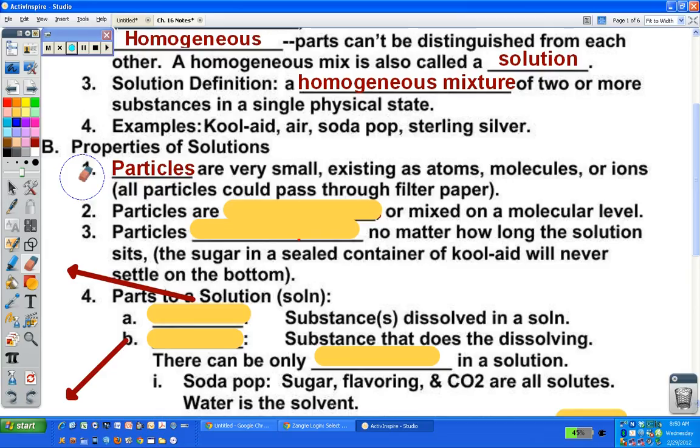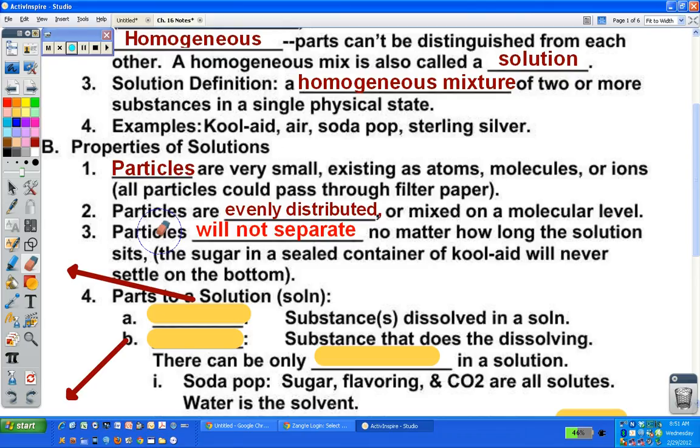But if you don't have the coffee grounds, it's a properly made coffee, then you have a solution and the brown stuff. There's stuff that you put into the water, but it's dissolved in the water, and that's the solution. So all the particles could pass through the filter paper. The particles are very, very small. Particles are evenly distributed on a molecular level, and they will not separate no matter how long the solution sits.